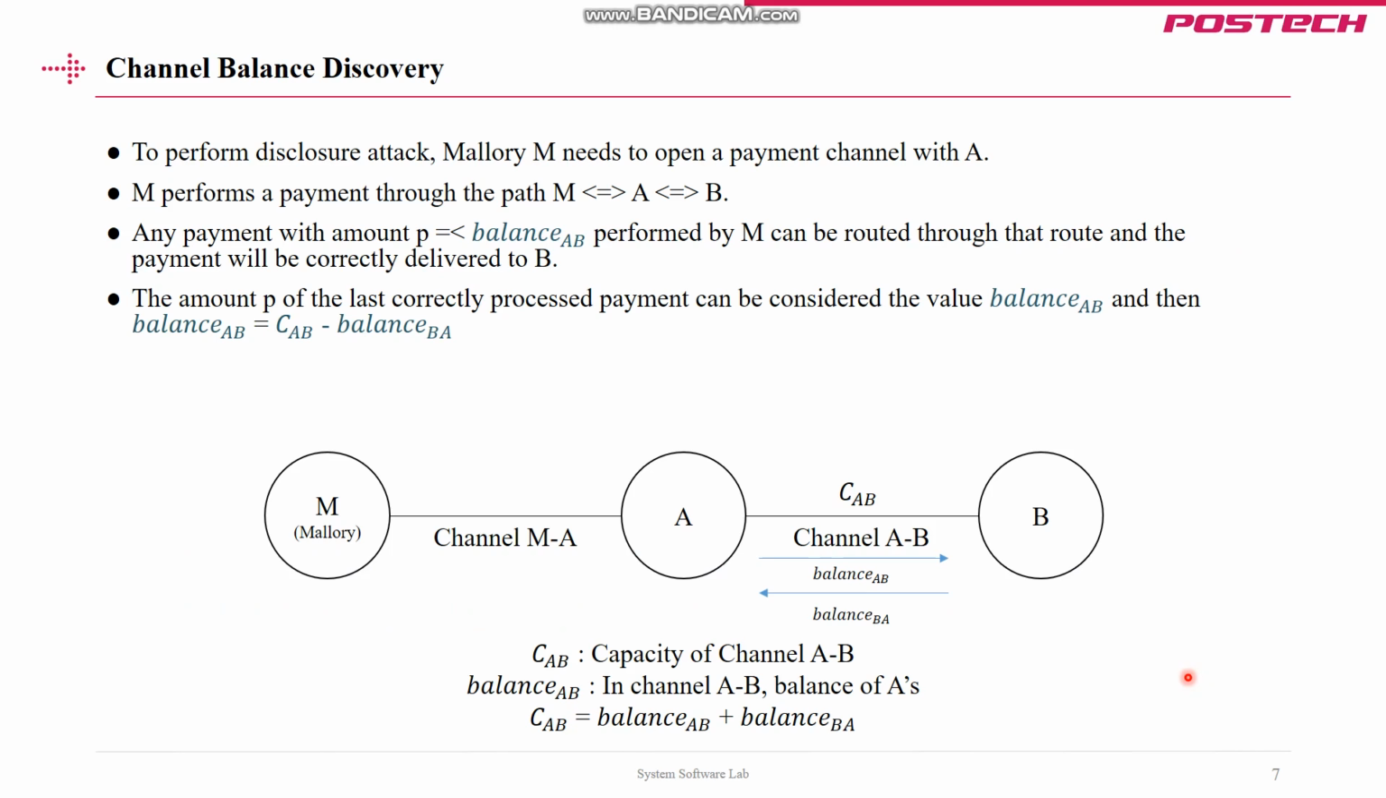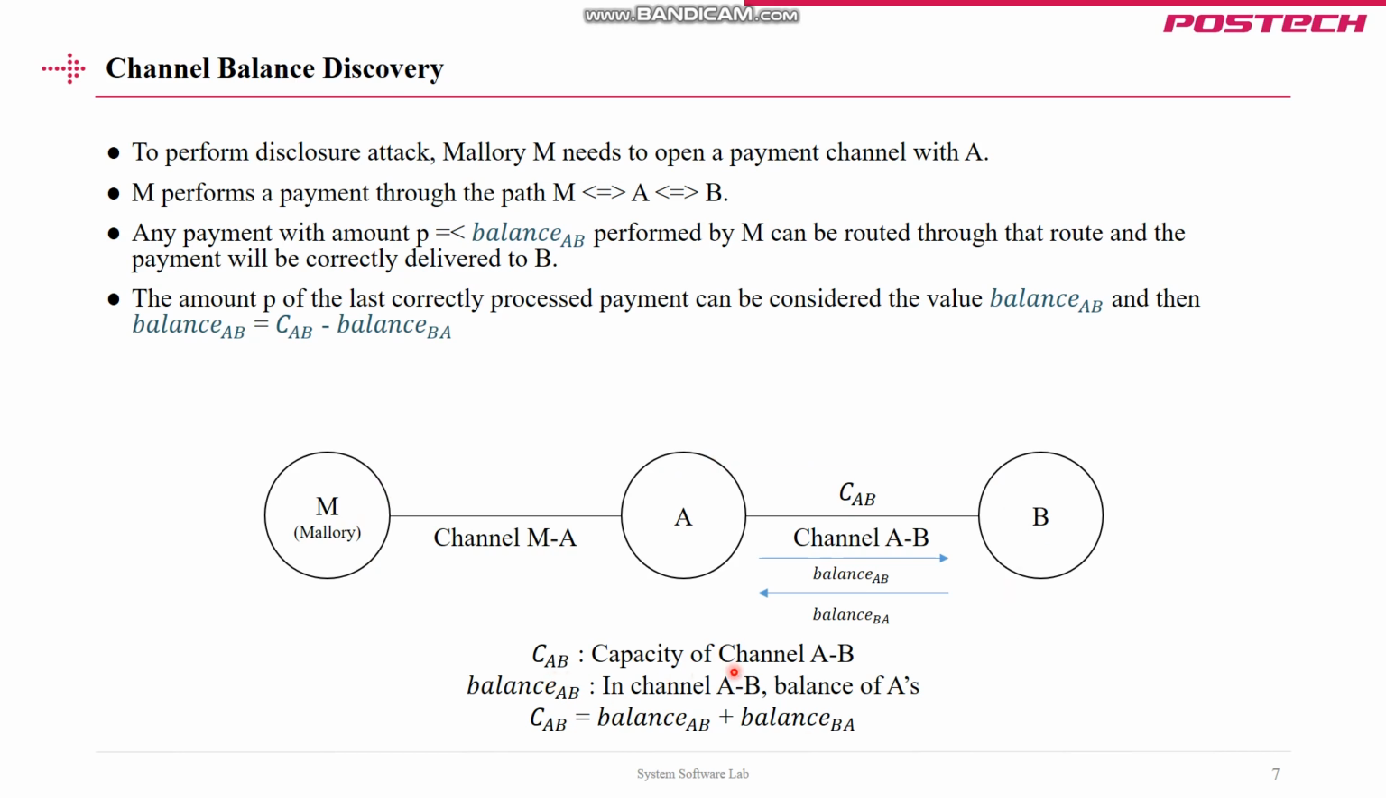So to perform the disclosure attack, Mallory M needs to open a payment channel with A, and Mallory performs a payment through the path M, A, B. Let's see this figure. So this is Mallory, A, B, and they have a direct channel between M and A, and between A and B. And M should perform a payment through the path to perform the disclosure attack.